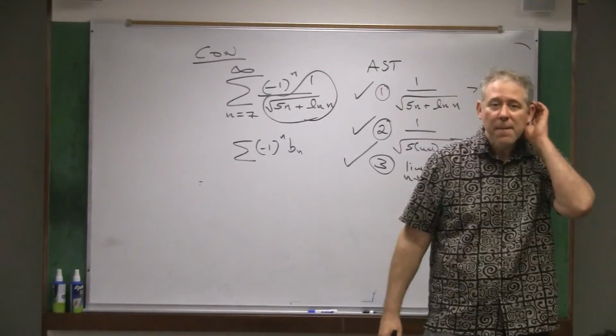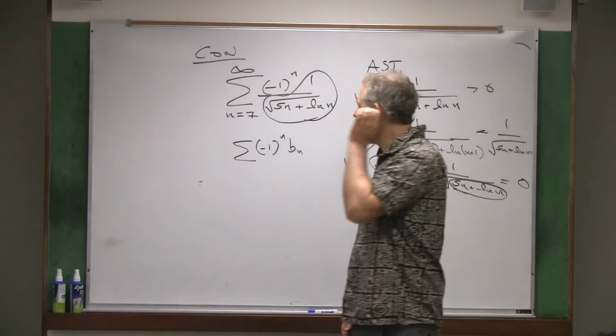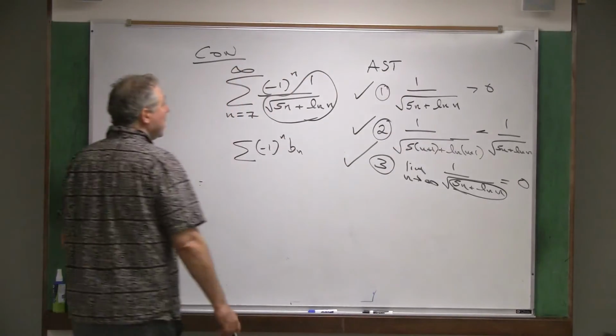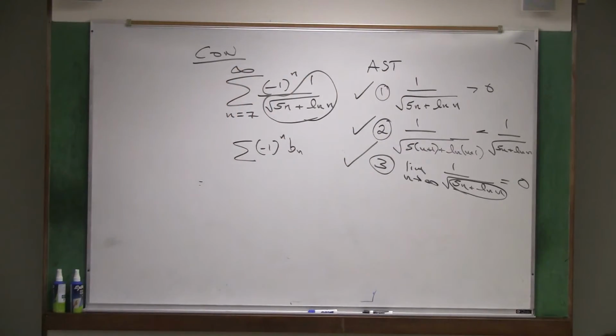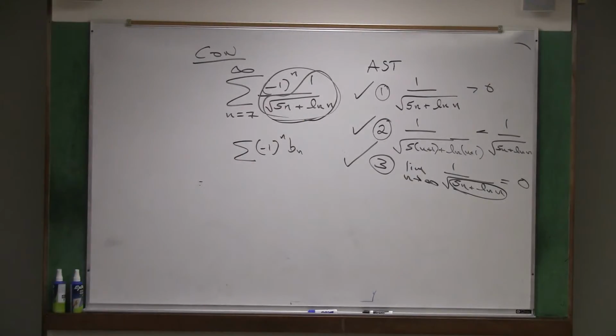If it fails the 3rd test, does it die? Just by the divergence test? Yeah, if you had this whole thing not going to zero, it would fail the divergence test. So you just need the first two.